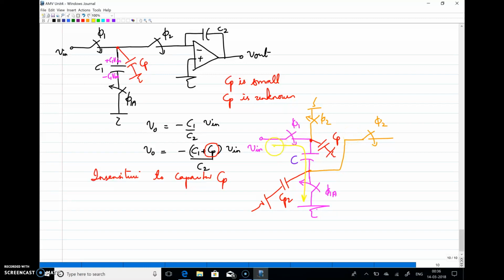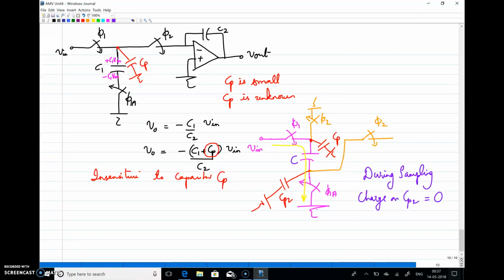If you look at the sampling phase, the capacitance CP2 is actually connected across the switch phi 1a, and since during the sampling phase the charge on CP2 is equal to 0, even if we take the output from this point for the hold phase, CP2 will not create any problem to the output voltage, because there is no charge present in CP2. So it will not make any difference. CP2 is basically a short during this sampling phase.